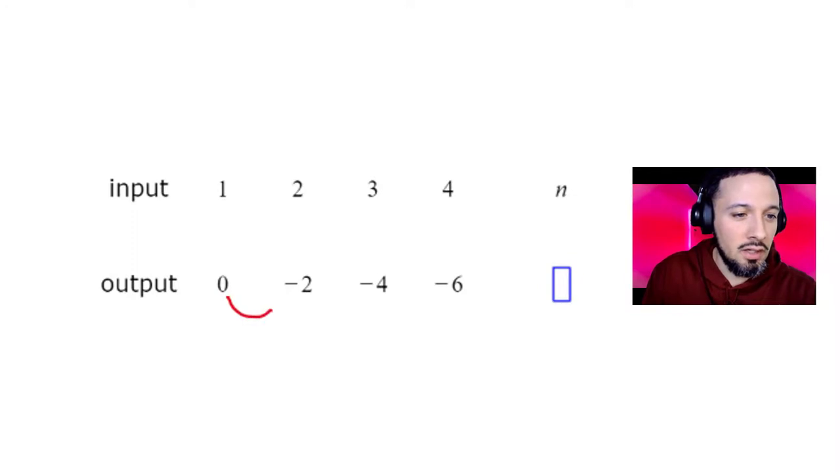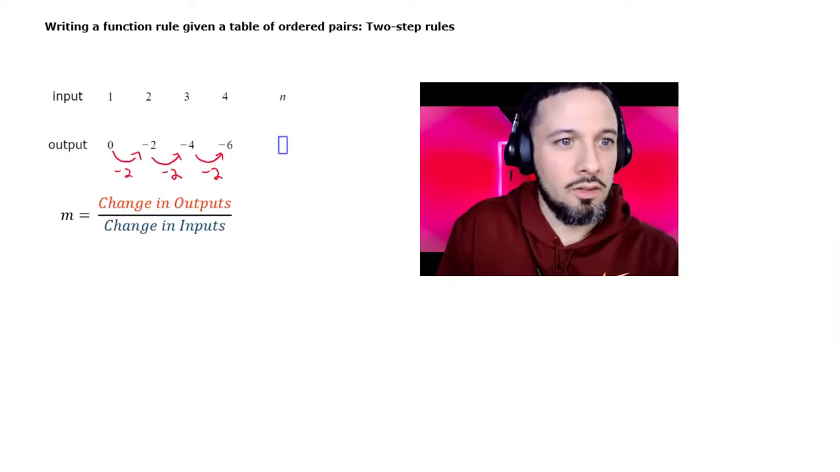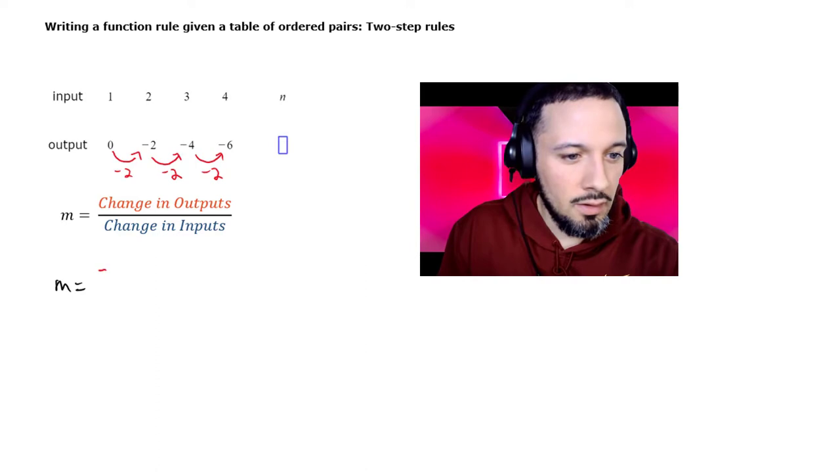In other words, from 0 to -2, I can see it decrease by 2. From -2 to -4, it also decreased by 2. And from -4 to -6, that also decreased by 2. Therefore, my change in outputs is going to be -2. So I would write down m equals -2.